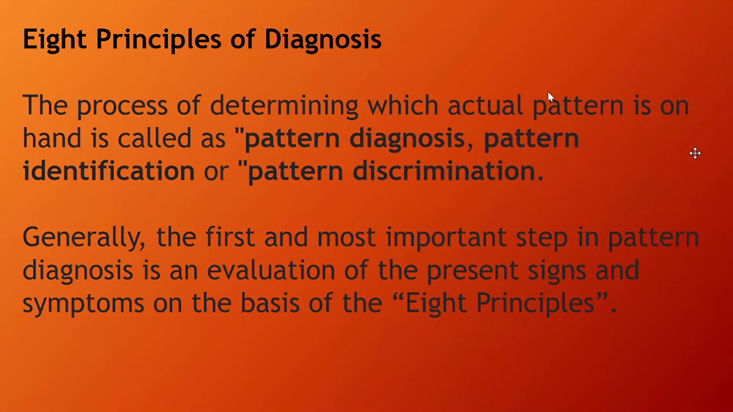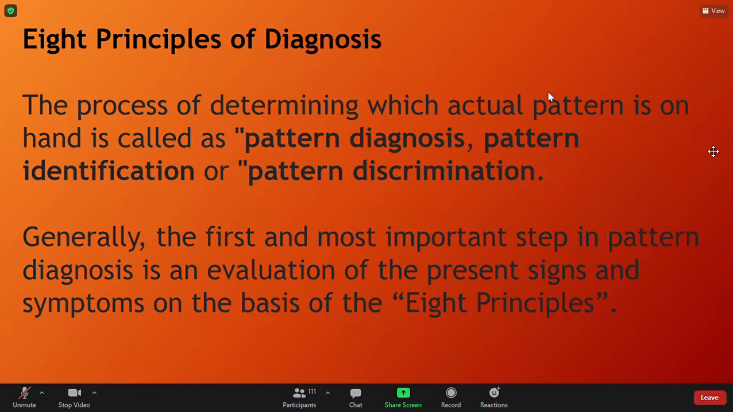So there are 8 principles of diagnosis in traditional Chinese medicine. It is the process of determining which actual pattern is on hand, the pattern being the meridians, the yin and yang. So it is called pattern diagnosis or pattern identification or pattern discrimination. Generally, the first and most important step in pattern diagnosis is an evaluation of the present signs and symptoms on the basis of the 8 principles.